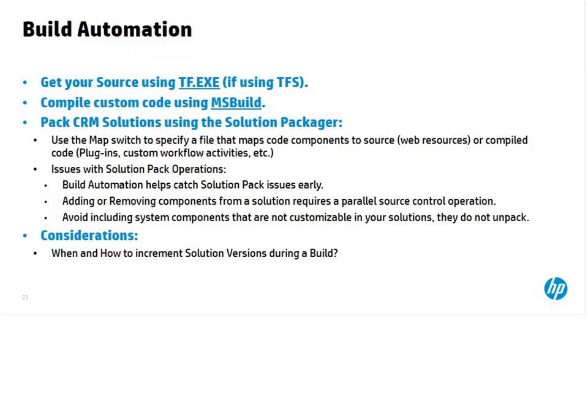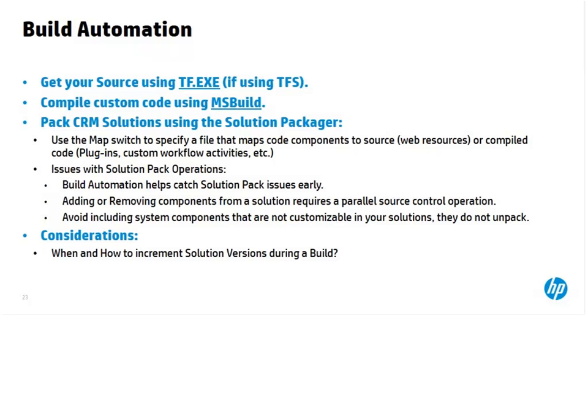Another tip from my experience is to avoid including system components that are not customizable in your solutions. Since they cannot change and they are system components, they will be in all of your downstream environments anyway. But I've seen on a couple of occasions, and I've seen questions on message boards, why am I getting an error when I try to repack saying that a system component is missing from the solution? What happens is the solution packager does not unpack system components that are not customizable. So when you try to repack, all of a sudden they're missing. You don't need them anyway, so just don't include them in your solutions.